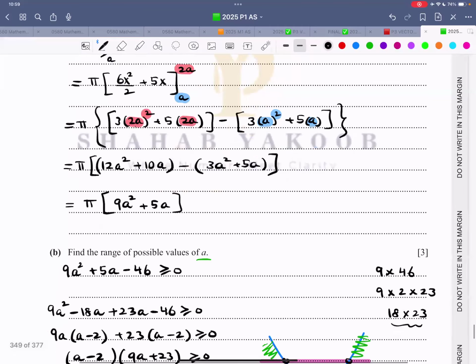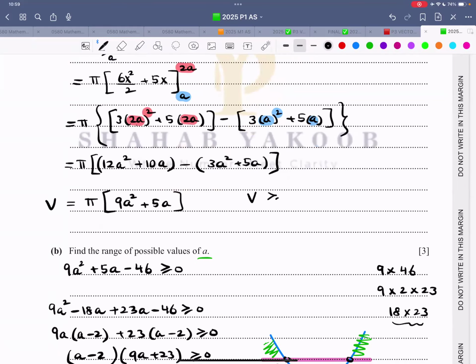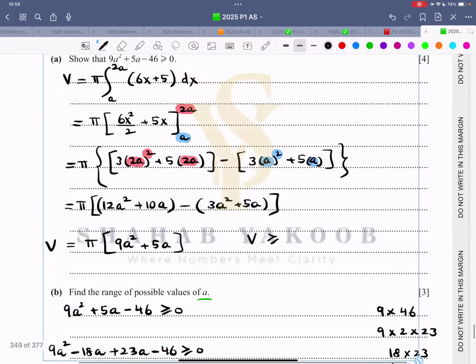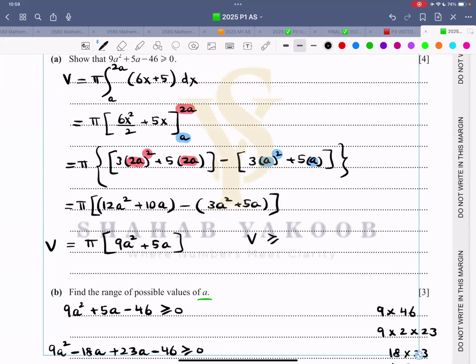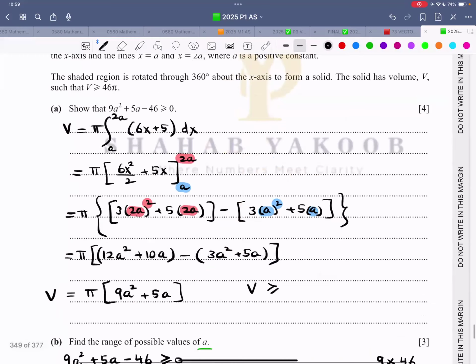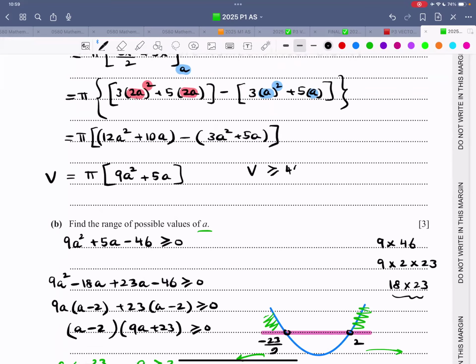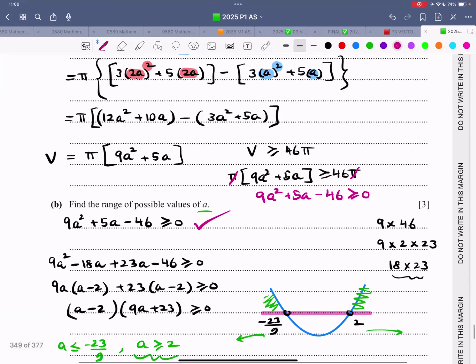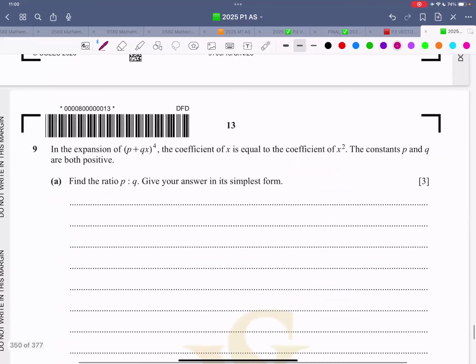Now this is volume. Now volume is greater than or equal to how much? Volume is greater than or equal to 46 pi. That is 46 pi. So therefore, pi bracket 9a square plus 5a bracket close is greater than or equal to 46 pi. So now this pi and pi cancels out. So 9a square plus 5a minus 46 is greater than or equal to 0. So that is the thing. So now this thing is done and dusted.